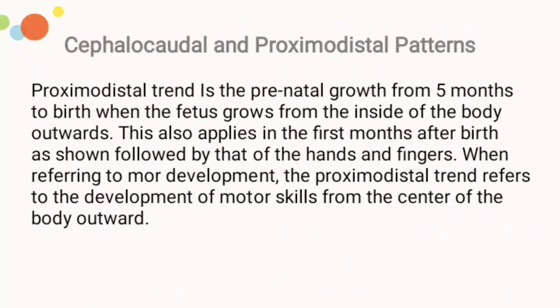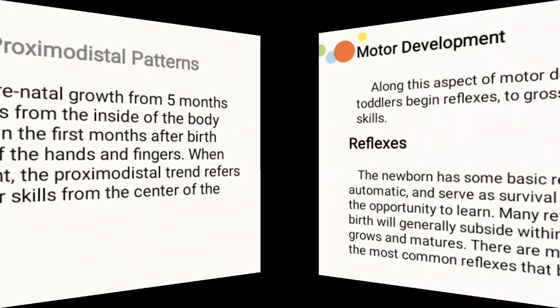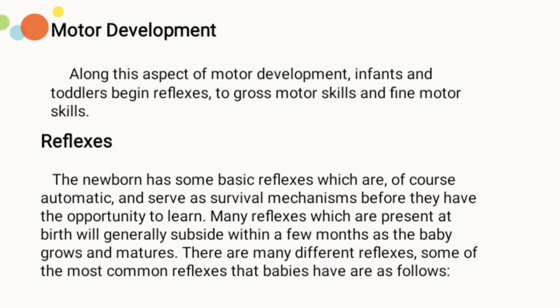Another is the proximodistal pattern. It is a trend of prenatal growth, from 5 months to birth, in which the fetus grows from the inside of the body outwards. This also applies in the first months after birth, followed by that of the hands and fingers. When referring to motor development, the proximodistal trend refers to the development of motor skills from the center of the body outward.